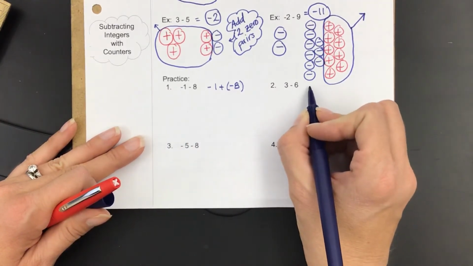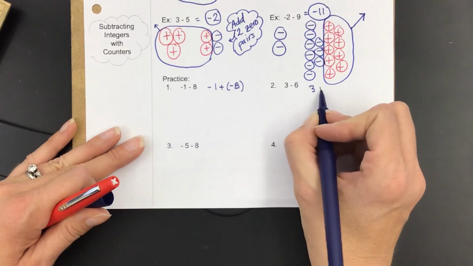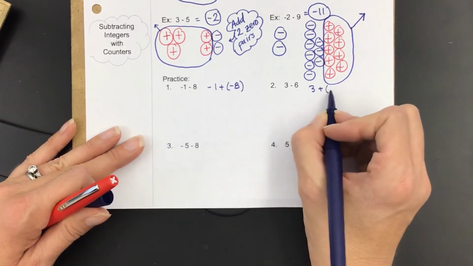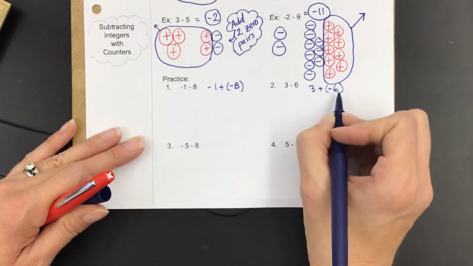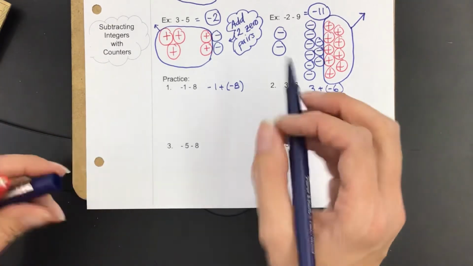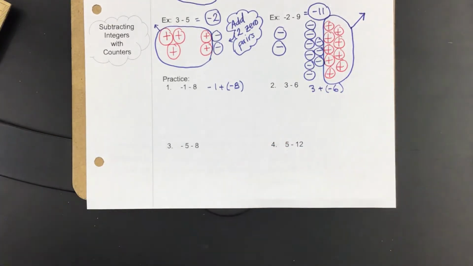Same thing here. You have 3, and you can change this to adding negative 6. Because remember that adding a negative is the same as subtracting. So if you prefer to write it like that and then model it, you definitely can do that. If you still need help, Miss Lakey and I are here for you.